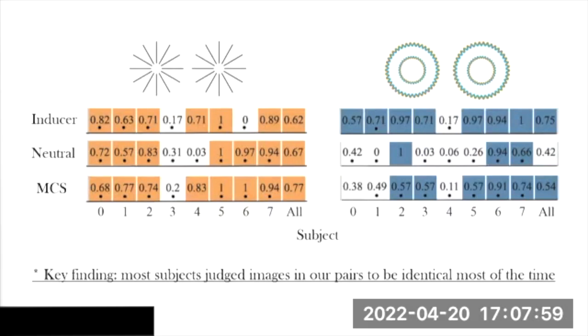Generally, the key finding here is that most subjects judged images in our pairs to be identical most of the time. On the left is the petals filled, non-filled pairs, and on the right is the watercolor filled, non-filled pairs. Each tile is one subject for one method of reconstruction, and the number there is the proportion of trials in which subjects judged the filled and non-filled images to be the same. So for most subjects and on most of the trials they did. Anything above 0.5 means that they judged our pair to be comprised of identical or the same images.